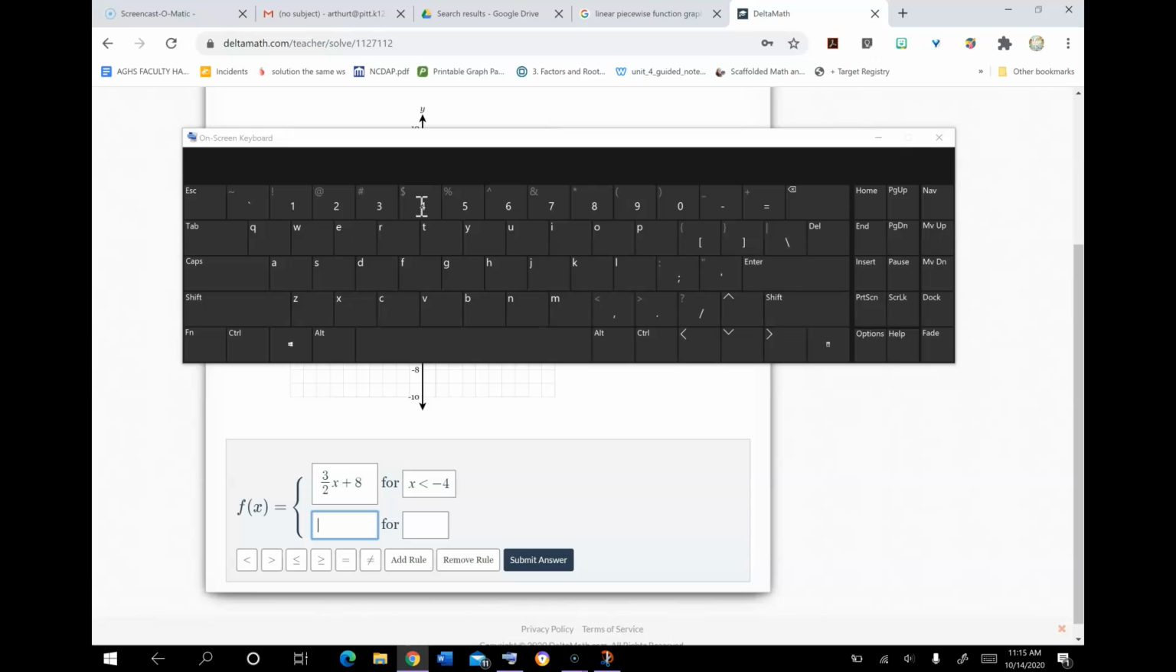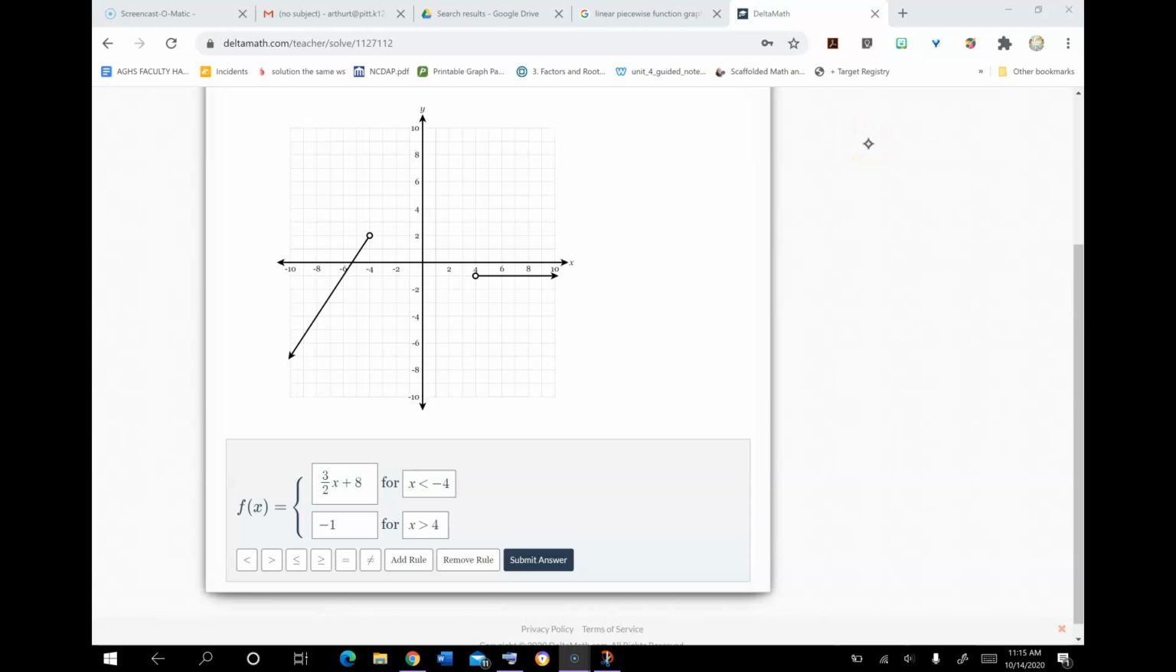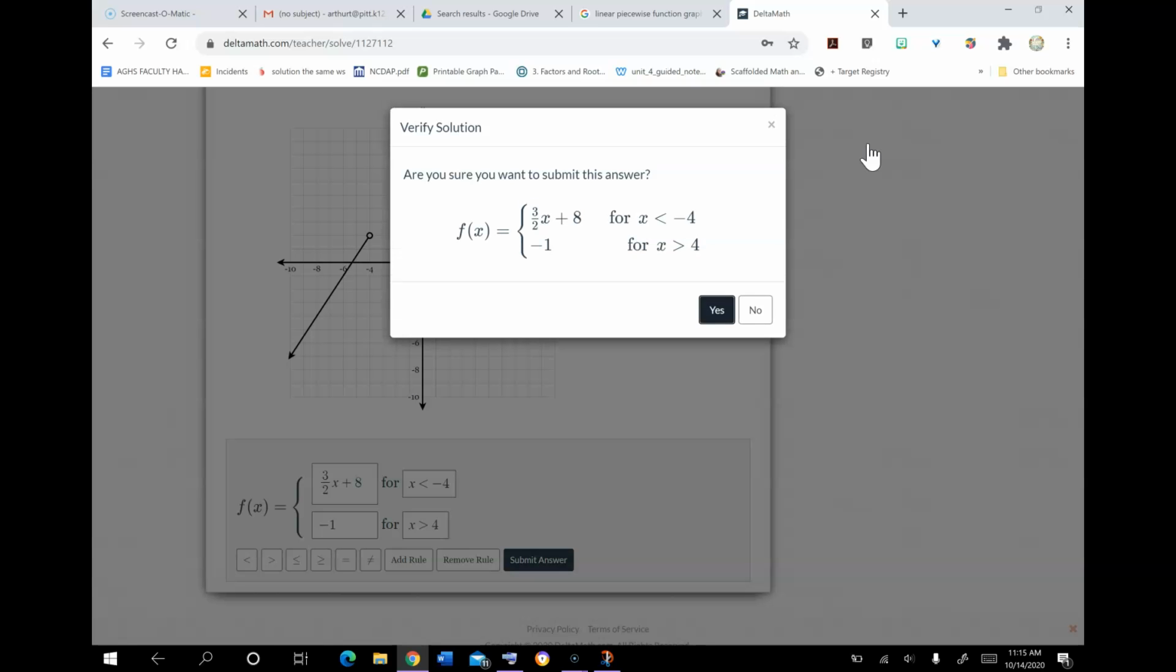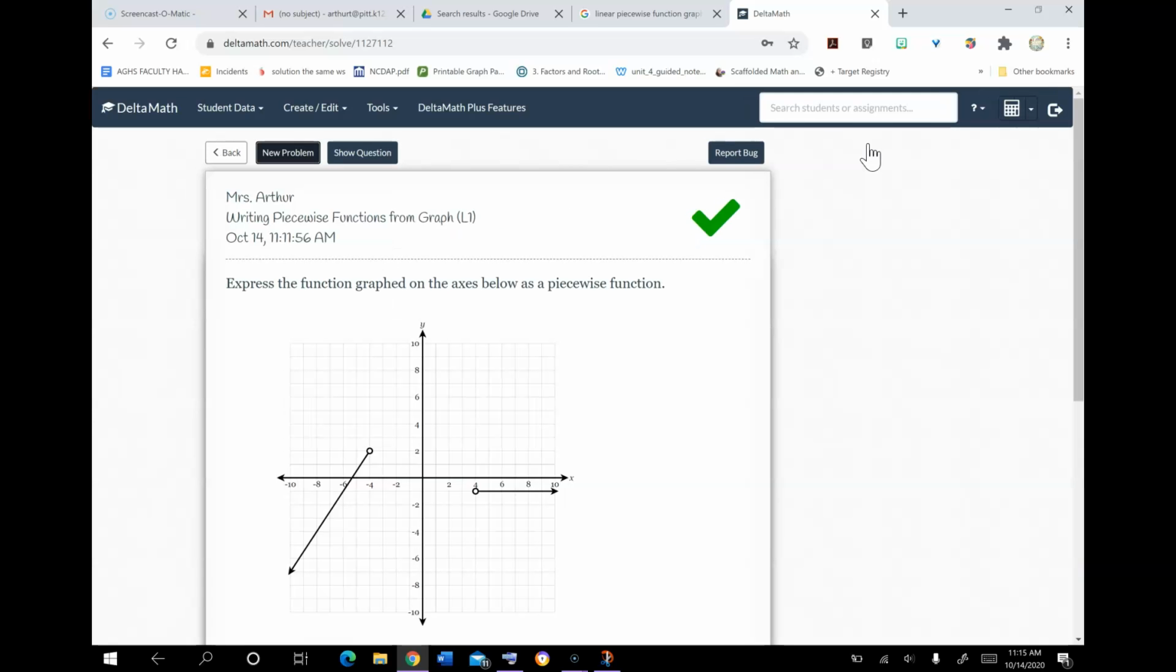Second line is going to be -1. And this one is going to be my x's are greater than 4. X is greater than 4. Okay? And then we submit. And see how the arrowheads, do a quick check. See how that arrowhead's matching that arrowhead? And the second arrowhead's matching the second arrowhead. Submit answer. And we got it right.